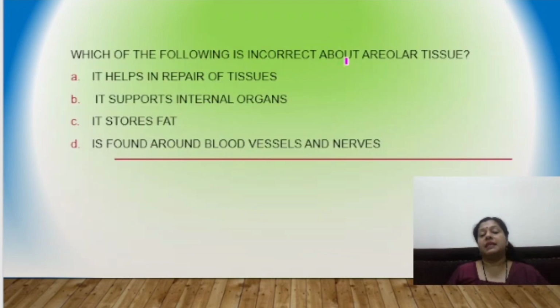Which of the following is incorrect about areolar tissue? We are coming to animal tissues. It helps in repair of tissues, correct. It supports internal organs, correct. It is found around blood vessels and nerves, also correct. But it stores fat is wrong, because fat storing tissues are called adipose tissues.